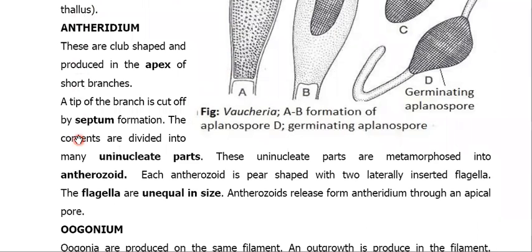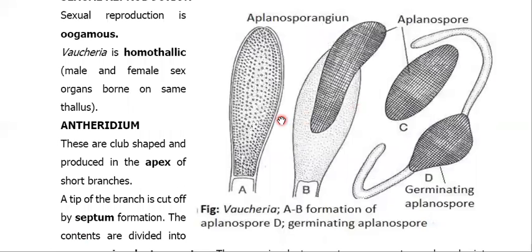Antheridium. Antheridium, you know that. What is antheridium? This is the male sex reproductive organ, whereas the oogonium is the female sex reproductive organ in Vaucheria. Antheridia are club shaped and produced at the apex of short branches. Club shaped means that one side of the structure is globular, just like this.